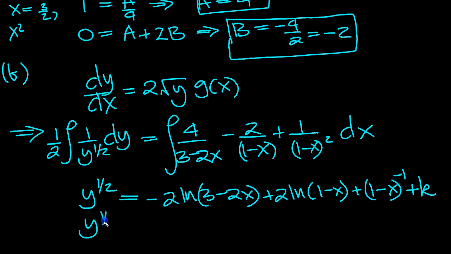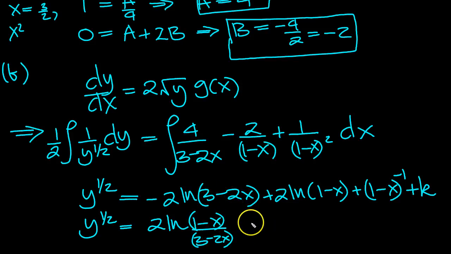So y to the half then is equal to 2 ln. I'm going to use properties of logs because the 2 is common here, and it's this take away that log, so it's 1 minus x over 3 minus 2x is these two terms here, because we had two lots of, and it's this log take away that log, so we do the divide rule, plus 1 over 1 minus x plus k. So that's what we've got then.